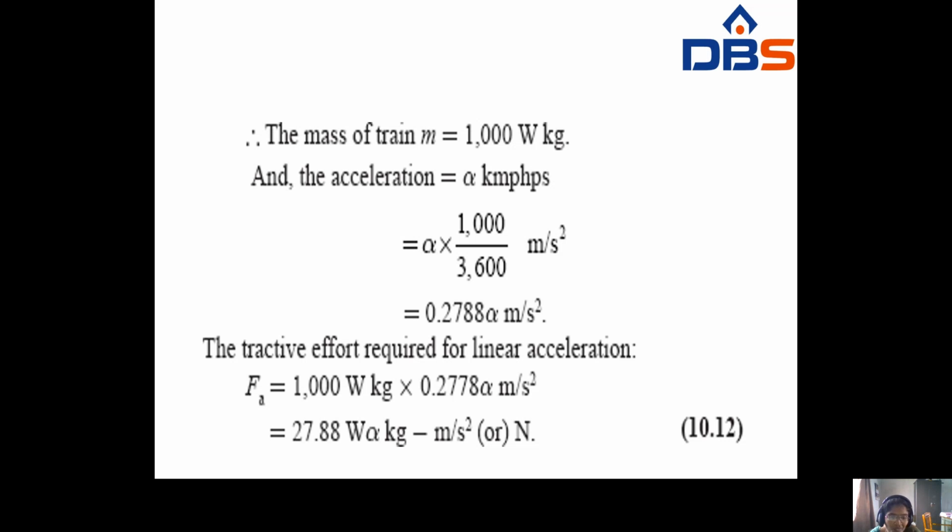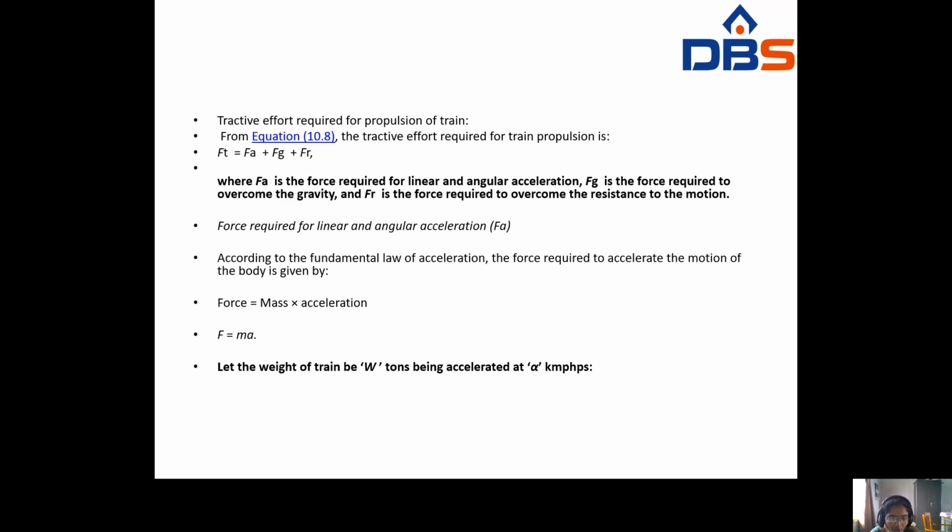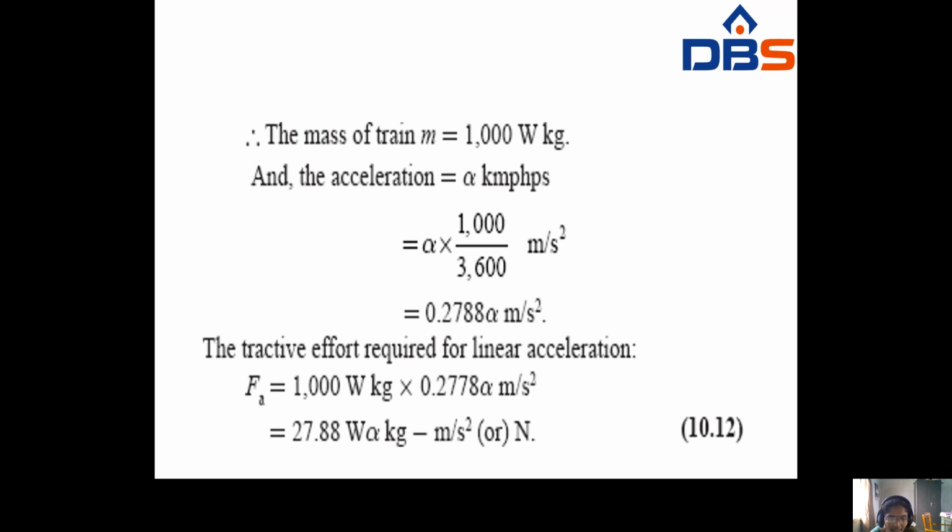Okay, so finally the tractive effort required for linear acceleration. What is the formula? F equal to m into a. Here the m value is 1000 W kg into 0.2788 alpha meter per second square. When you multiply these two, you get Fa equal to 27.88 W alpha kg meter per second square, or you can denote it as force in newtons. So this is the force due to linear acceleration.